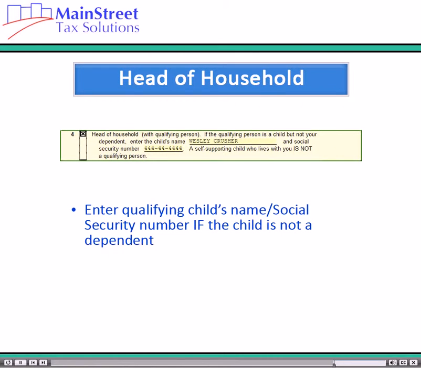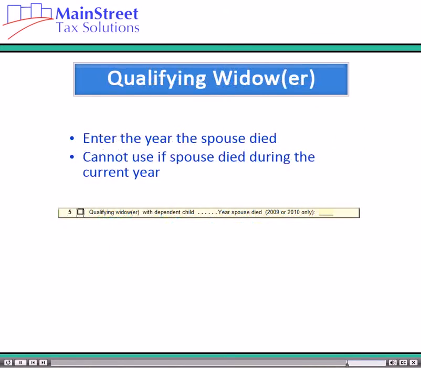Select Head of Household if you qualify to use the Head of Household filing status. Enter the qualifying child's name and Social Security number only if the qualifying child is not claimed as a dependent. Select Qualifying Widow or Widower with Dependent Child if you qualify as a qualifying widow or widower with a dependent child. If the spouse died during the tax year, the taxpayer is considered married for the whole year for filing status purposes and cannot use the status.